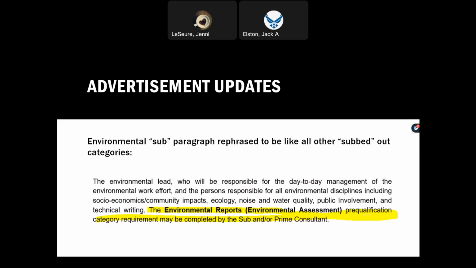Okay, thank you. So for the environment, we had kind of the awkward phrasing where like the prime and or sub, and people would get kind of confused about if the prime could do it or they could sub it out. Well, now we're just going to rephrase it so it looks like any other subbed out category. It won't be required for the prime unless we actually put it there, and we won't be having it triggered with Exhibit B anymore. I hope that makes sense. So you'll see how that's phrased out differently if we require it in PTB 217.